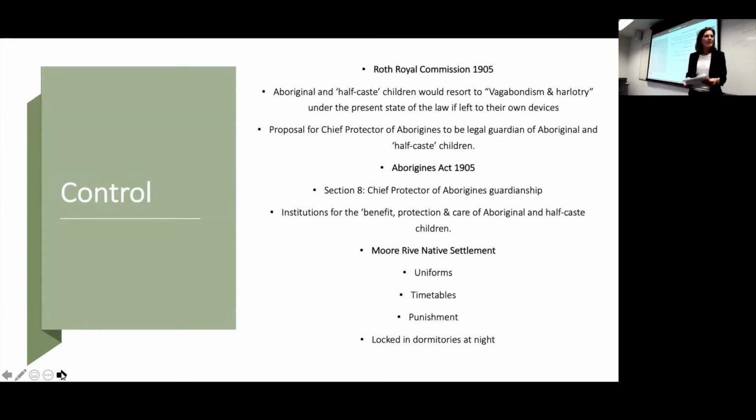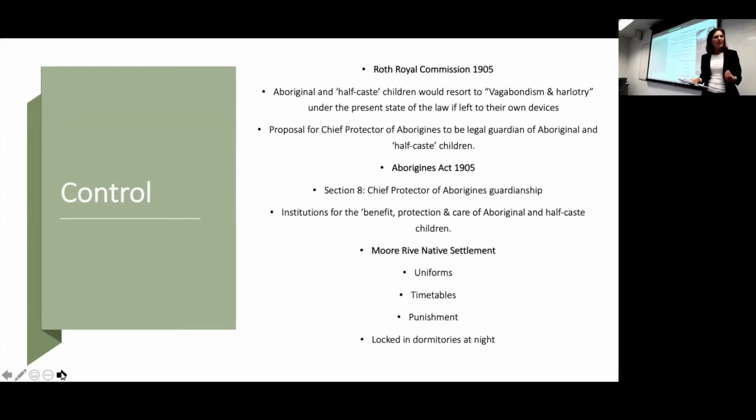And to address this, the Roth Royal Commission was instigated in 1905, and that looked at the northwest area, and he had two key themes which I'm going to draw on today. One was, if Aboriginal children were left with their families, they could resort to vagabondism and harlotry. So that was one of his findings under the present state of the law. The other thing was that he decided that the Chief Protector of Aborigines needed more authority, i.e. the guardianship of children up to the ages of 18 years and under.